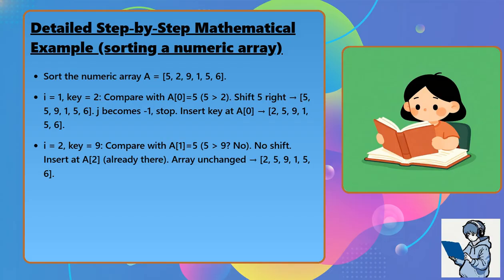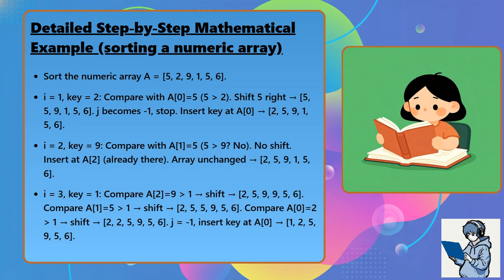i equals 2, key equals 9. Compare with A[1] equals 5, 5 greater than 9? No shift. Insert at A[2], already there. Array unchanged 2, 5, 9, 1, 5, 6. i equals 3, key equals 1.